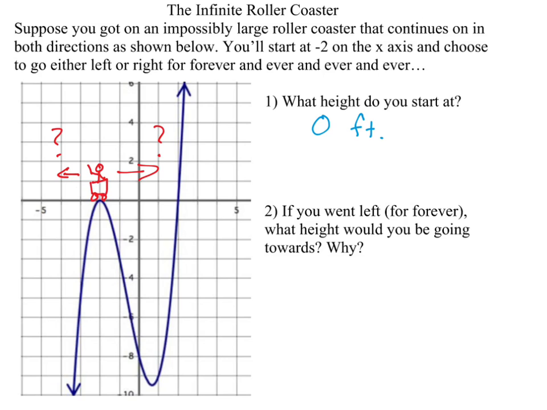If you go left forever, what height would you be going towards? Well, let's drag this guy and go left. Looks like you're going down forever and ever, which means your height keeps decreasing. The y value, or the height, is going down forever, so we're going to put -infinity. And y is because you're going down forever.